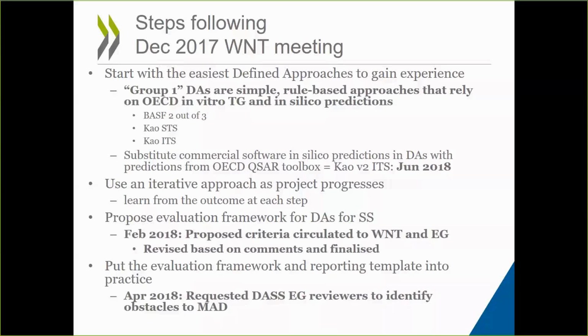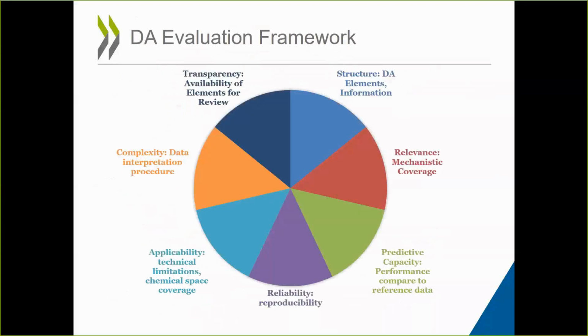And then one of the next recommendations was to actually use these as test cases. So to use the evaluation framework that was agreed upon and the reporting template, that's Guidance Document 255, to determine if the information therein would be adequate to address the needs of mutual acceptance of data, and if there were any omissions or obstacles or any standout gaps in the information at that point.